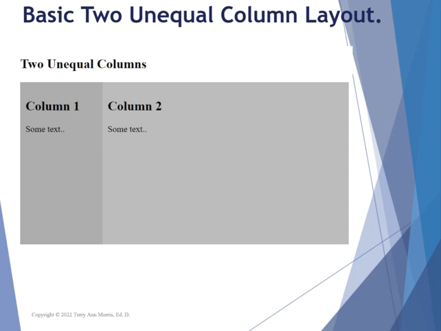Basic 2 unequal column layout. Generally, a 2-column layout consists of a header, footer, and then 2 columns in the content area. One column is for the main content, while the other is a sidebar. Now let's jump to the code and explore some basic 2 unequal column layouts.